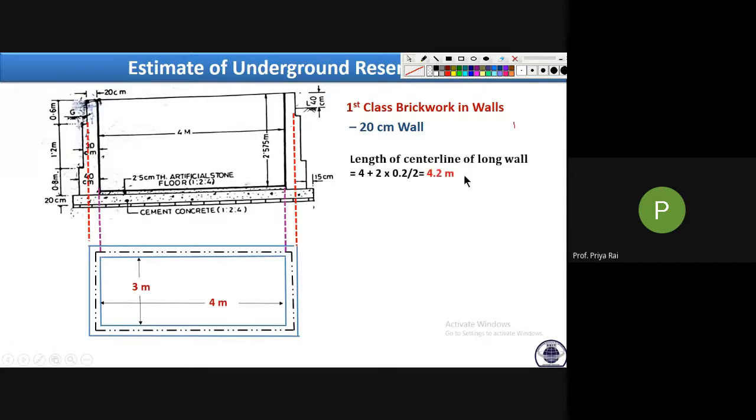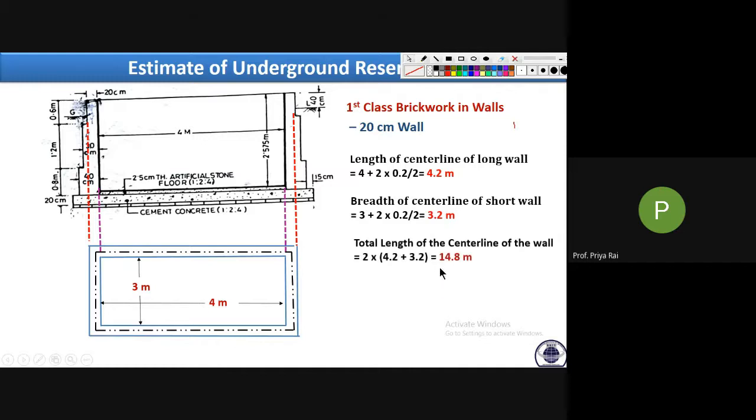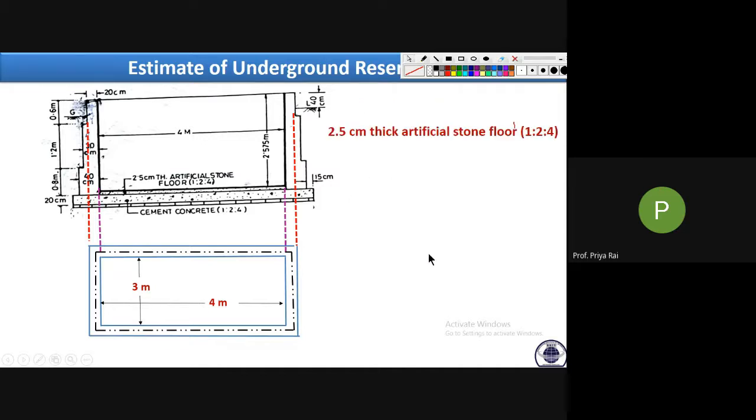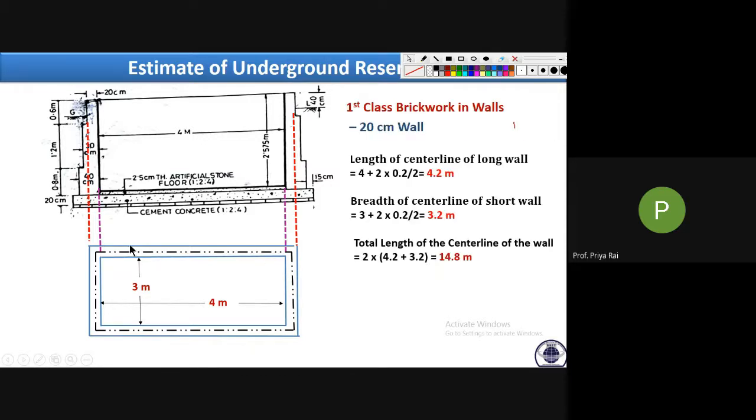See, 0.2 by 2 plus 4 plus 0.2 by 2, 4.2. 0.2 by 2 plus 3 plus 0.2 by 2, 3.2. Perimeter 14.8. And this is the length, breadth is 0.2 and depth is 0.6. See, 0.6. Okay, clear?